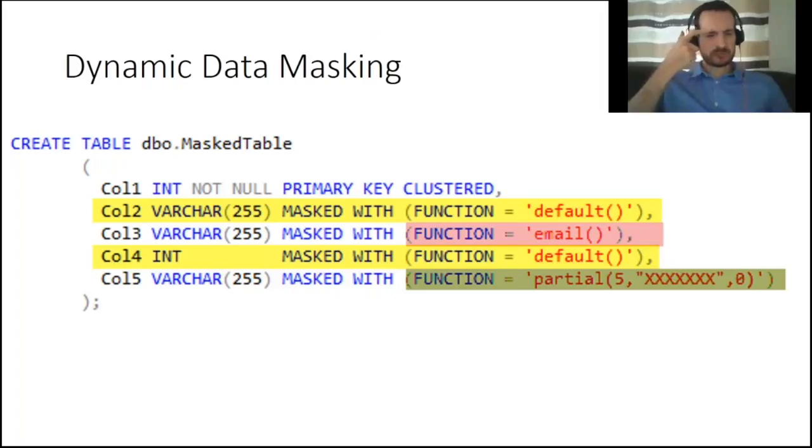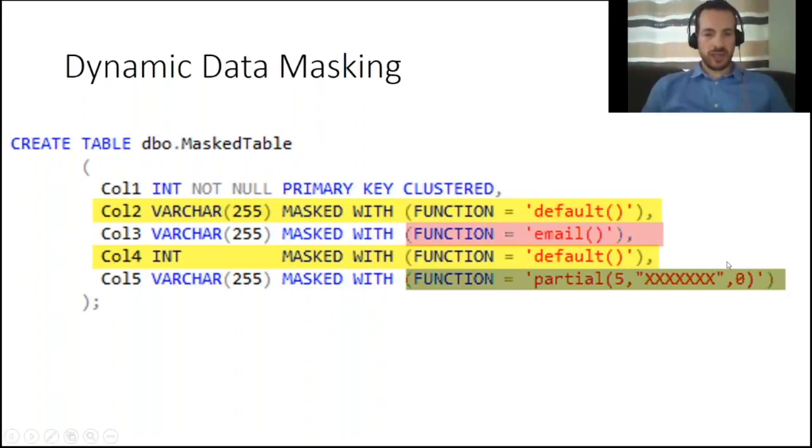Basically, when we're creating a table, what we're looking at on the right-hand side is inside the brackets, the functions that are being defined. And we can see here there's two yellow marked columns. They're both different data types, but the functions that are being called are something called default. And what that basically says is SQL Server, take the data that's in this data type, so in the two examples that are yellow, varchar and integer, and use a default masking scheme to hide that data.